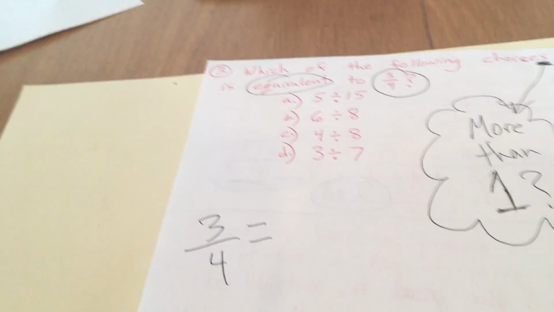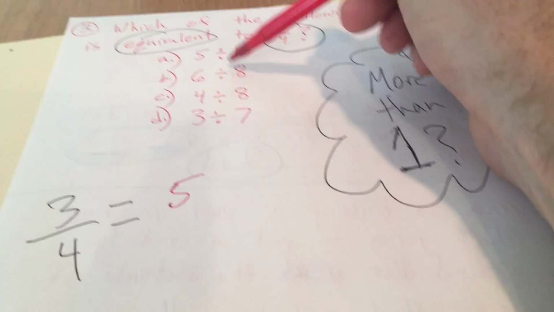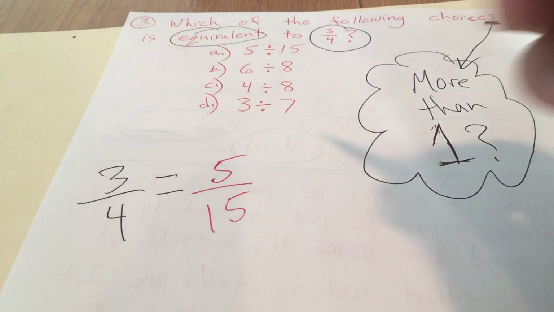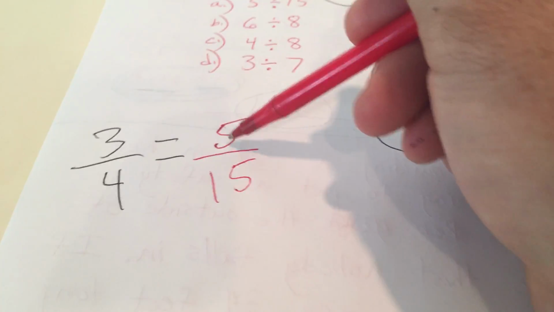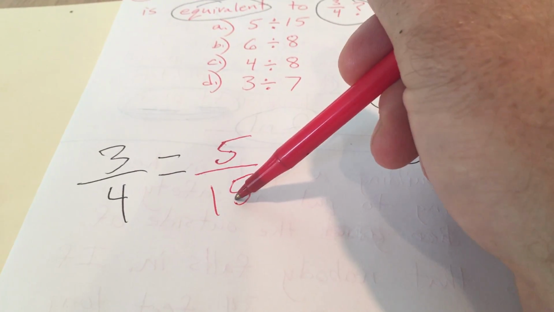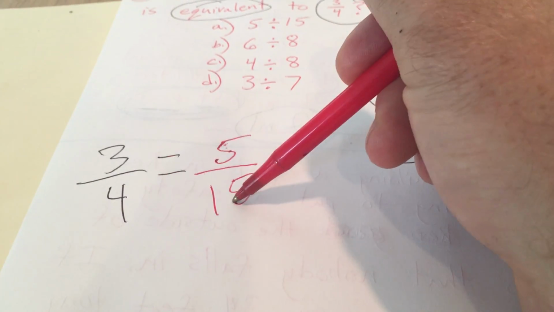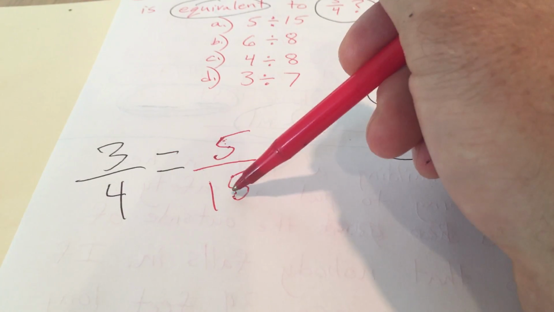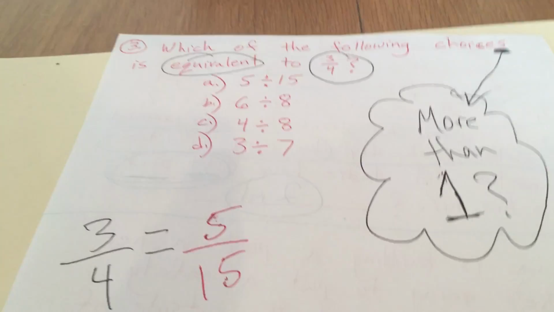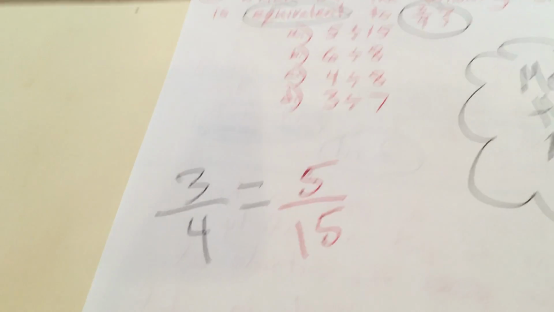So 3/4, is it equal to 5 divided by 15? Now what you need to know for this is that 5 divided by 15 is 5/15. Fractions are division. The numerator divided by the denominator. 5/15 is 5 divided by 15. The numerator divided by the denominator. So 5/15, let's check it.